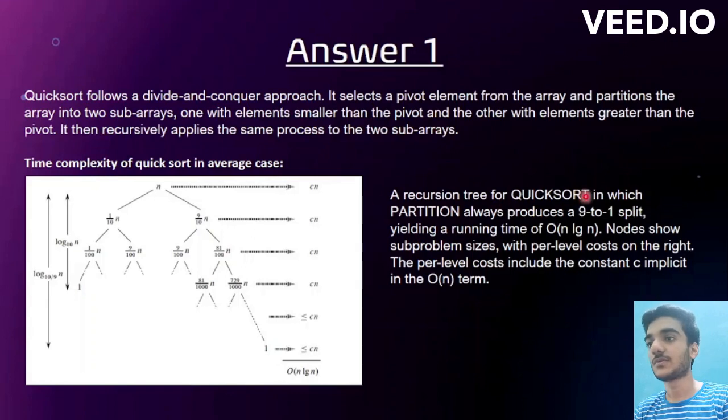A recursion tree for quicksort in which partition always produces a 9 to 1 split yields a running time of O(n log n). Note that it shows the problem size with per-level cost on the right. The per-level cost includes the constant C implicit in the O(n) term. Here you can see the time complexity of quicksort in average case represented by a recursion tree which is split into 9:1 ratio, and the height of the 1/10 part is log n base 10, and the height of the 9/10 part is log base 10/9 of n, which gives us the combined complexity of O(n log n).